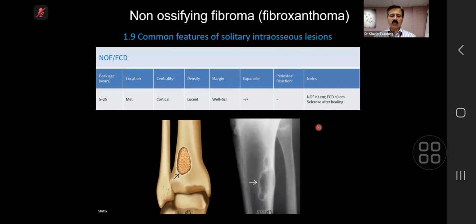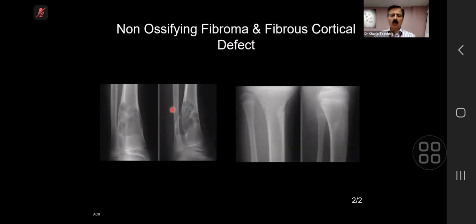Now, the natural history. These lesions basically arise from the cortex, but of course they project into the medullary cavity. On one view, they might look central, because if it is central, the top differential will be a simple bone cyst. When it becomes eccentric, metadiaphyseal, and with involvement of cortex, then non-ossifying fibroma is up there. And it will have a bit of sclerosis, and there can be internal septations, etc.